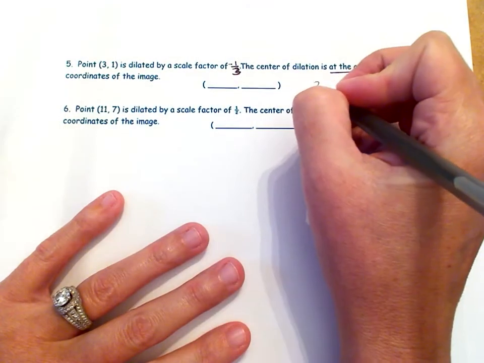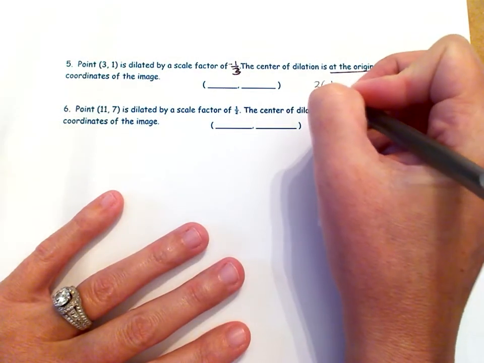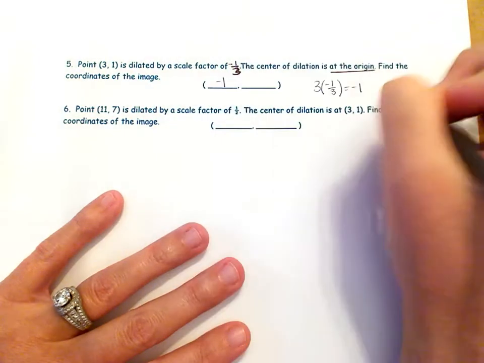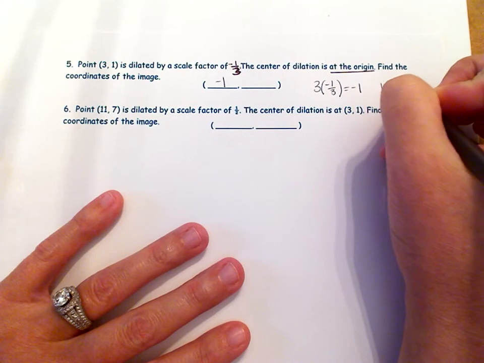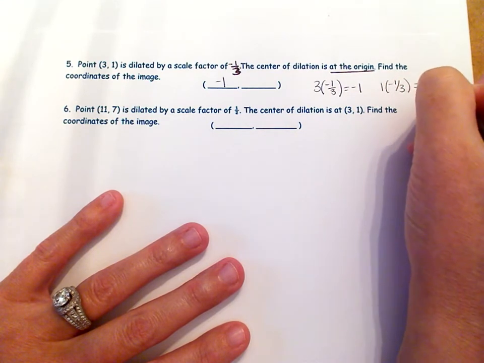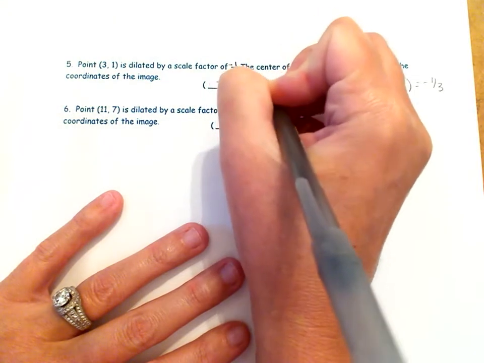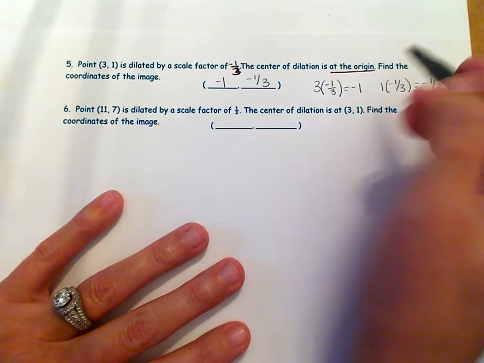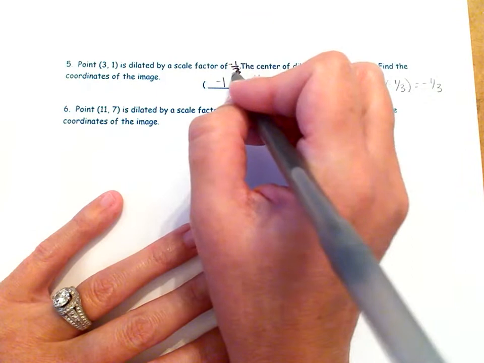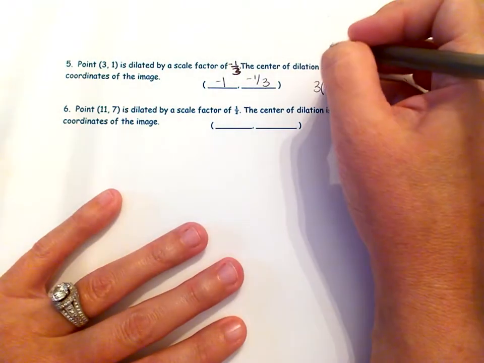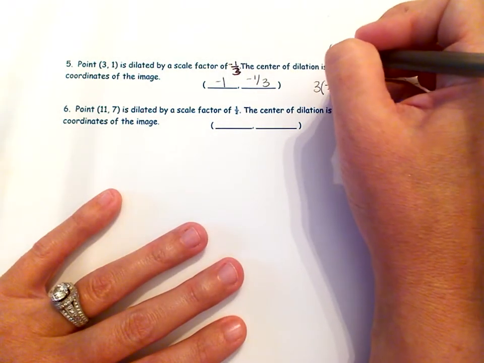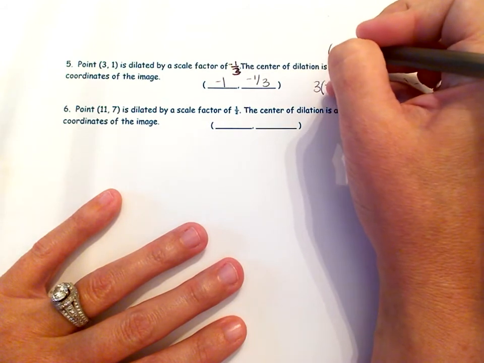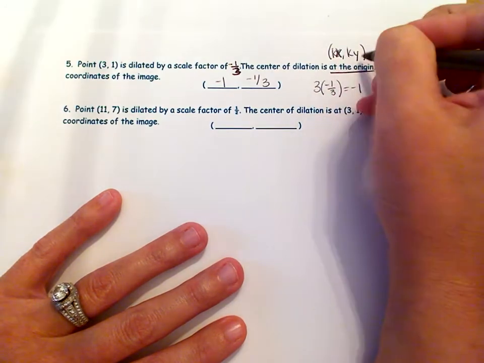So we just have to do 3 times -1/3, which gives us -1, so that's our x value. And then 1 times -1/3, and that's our y value. So our y value is -1/3. So when it's centered at the origin, that's a lot easier. All we do is just multiply the scale factor. If you'll remember, that coordinate notation is (kx, ky). So it's the scale factor times the x and the scale factor times the y.